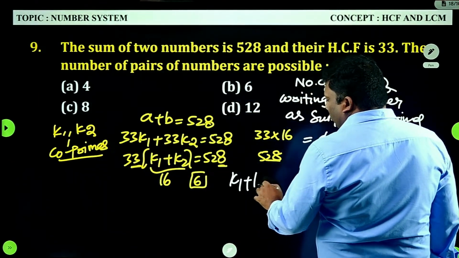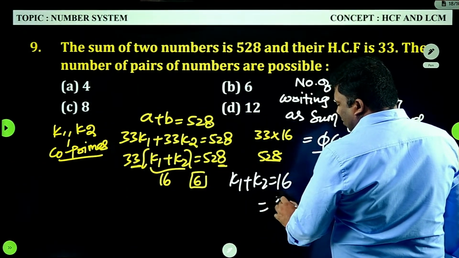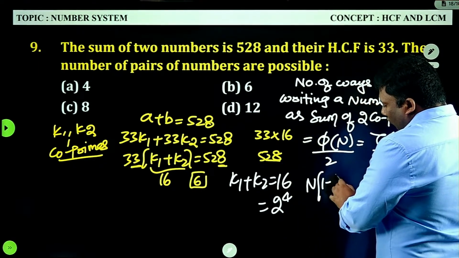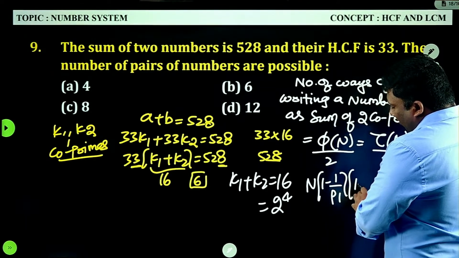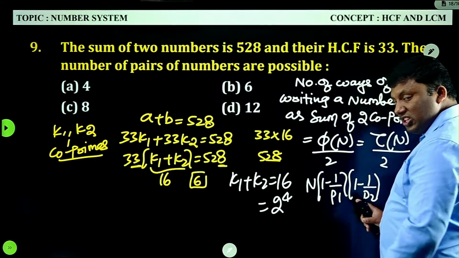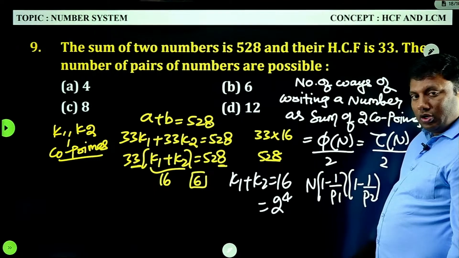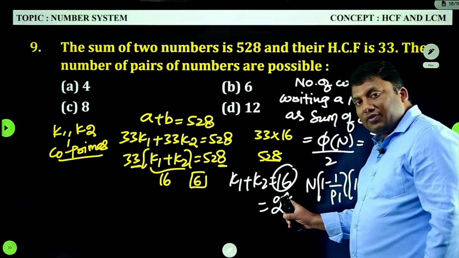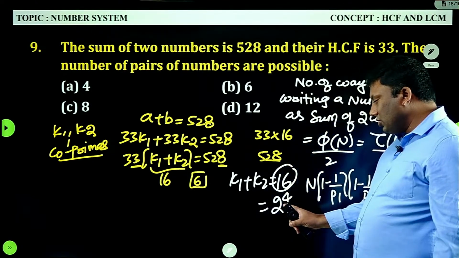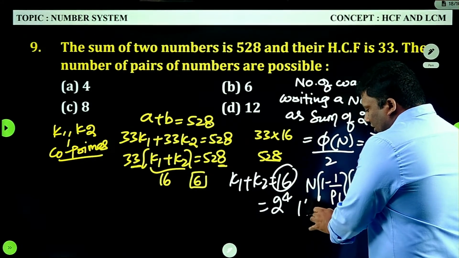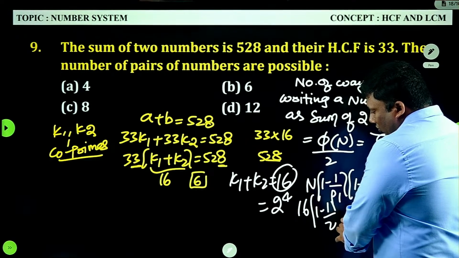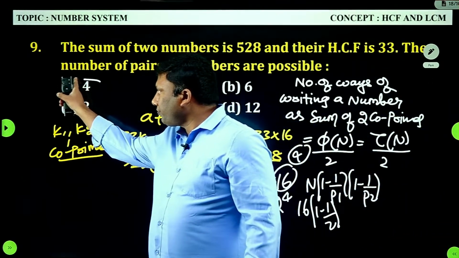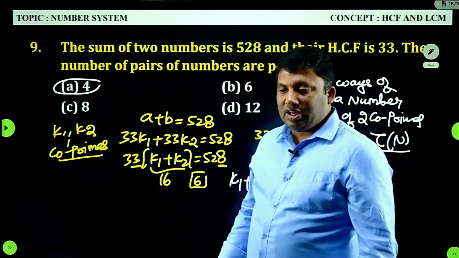K1 plus K2, it is 16, which is 2 power 4. The quotient function is n into 1 minus 1 by P1, 1 minus 1 by P2. I will explain this proof also in session 2. Quotient function of 16 I need to determine. First write 16 as a power of prime basis: 2 power 4. 16 into 1 minus 1 by 2 is 8. 8 by 2. The answer for this question is 4.